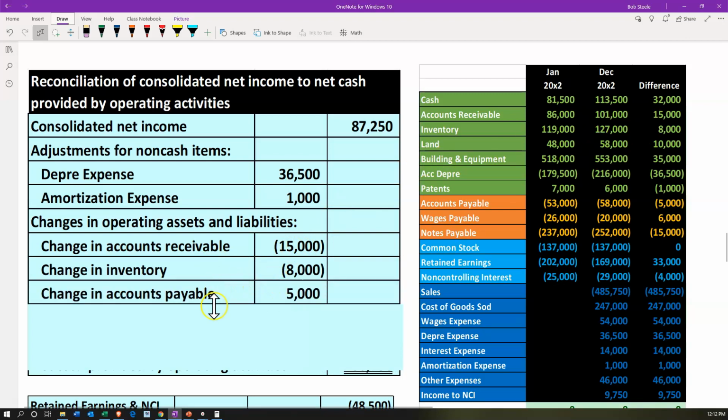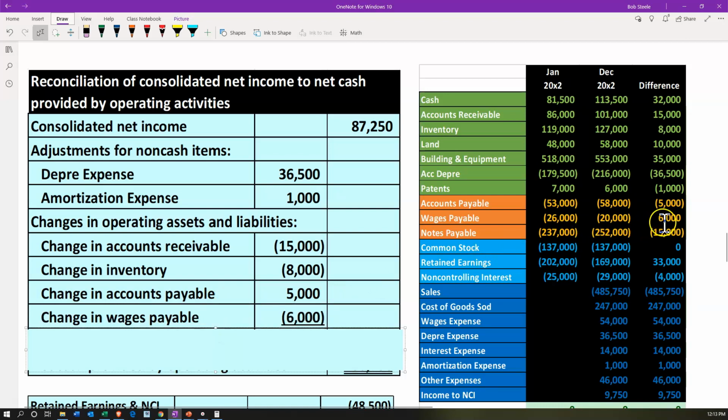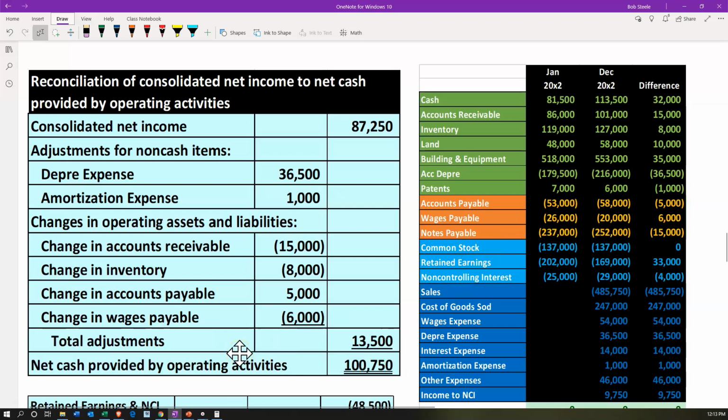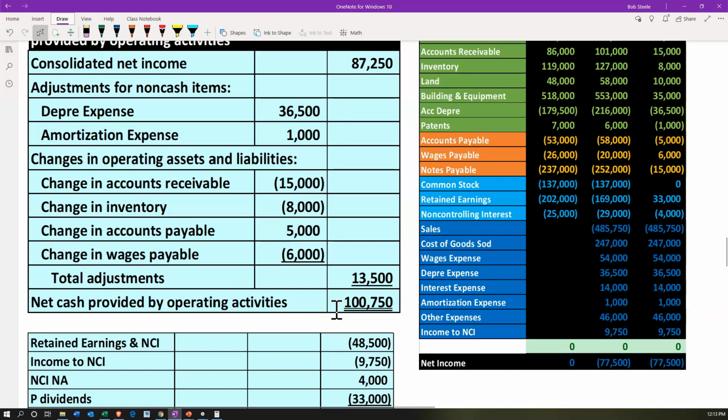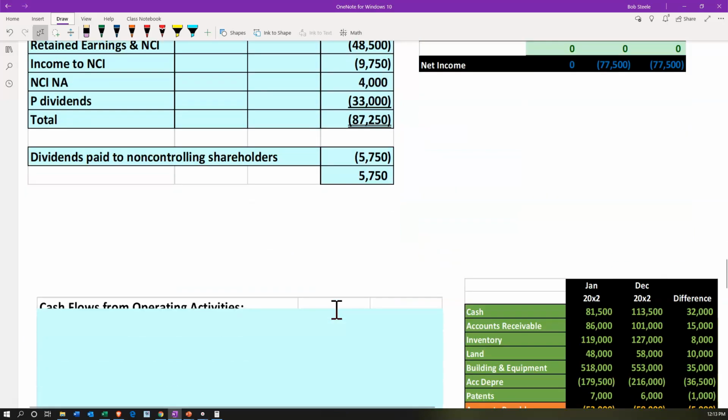It's 8,000 negative here. Change in accounts payable, we're jumping down because the land and the building are going to be in investing activities. So we're down here in the payables, 5,000. We're flipping the sign once again to a positive 5,000. Then we have the wages payable, 6,000. We're flipping the sign to a negative 6,000. Total adjustments then are going to be all these items from the 36.5 down to the 6,000, adding up to the 13.5. Then the net cash provided by operating activities will be that 100,750: the 87,250 and the 13,500. We will of course get to that same number, the 100,750, using the direct method shortly.